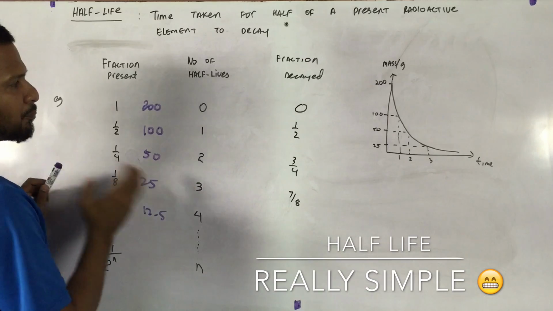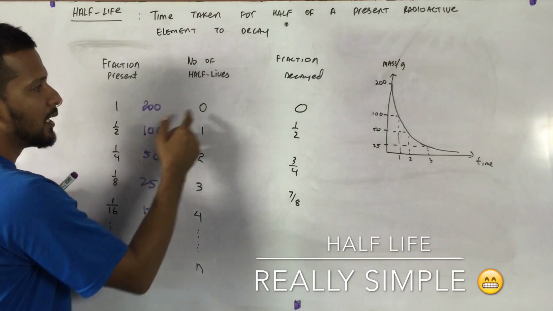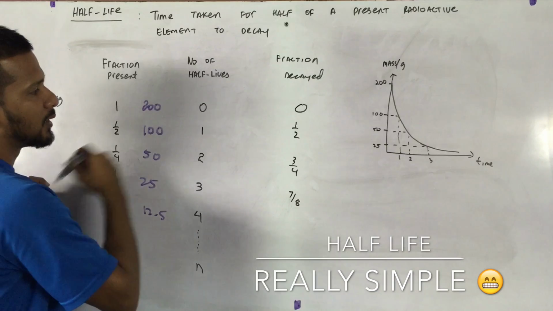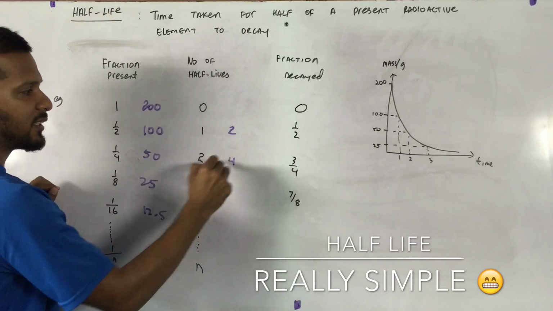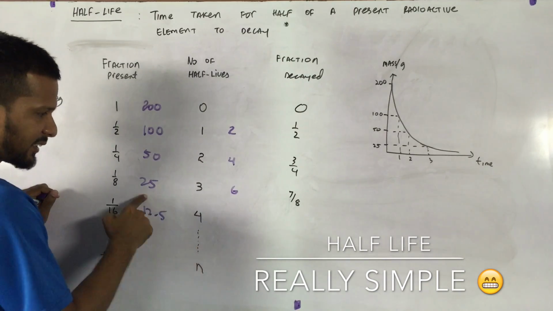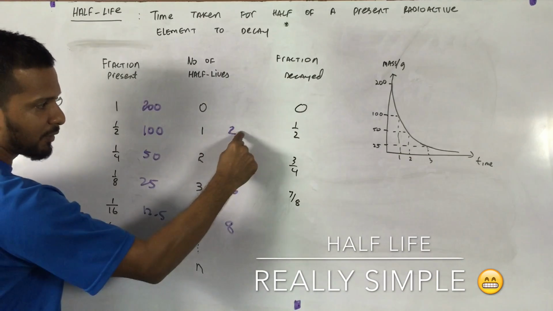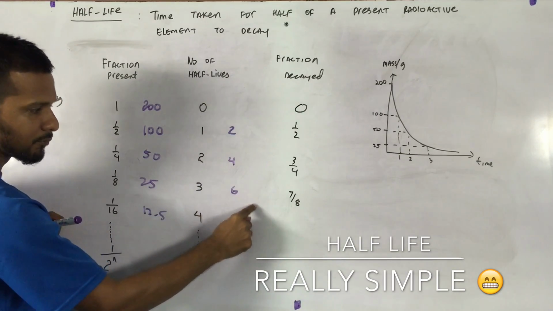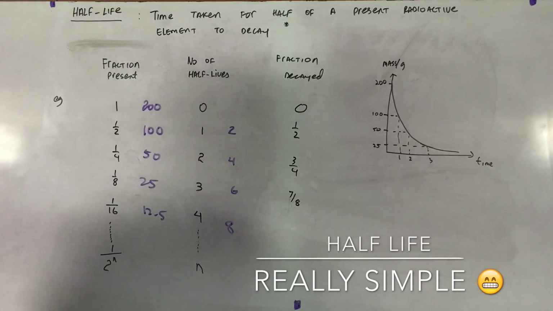So let's give an example with half-life now. Let's say the half-life is something in 2 days. On the 0th day, you have 200. After 2 days, you have 100. After 4 days, which is the next half-life, you have 50. After 6 days, you have 25. After 8 days, you have 12.5. So every 2 days, you have half being decayed. And that's the concept behind half-life.